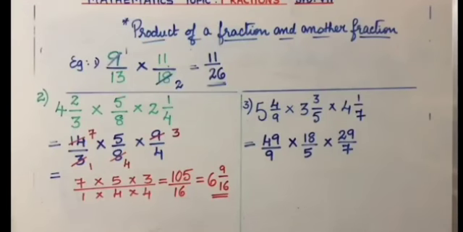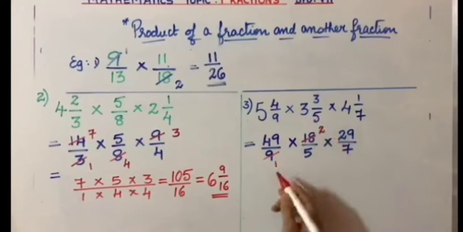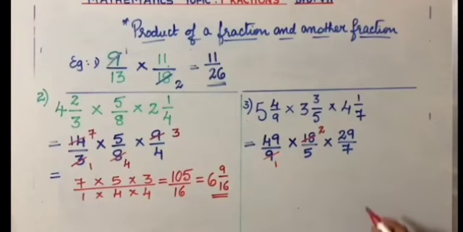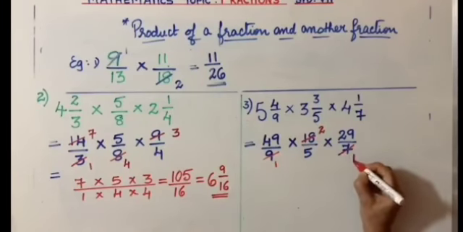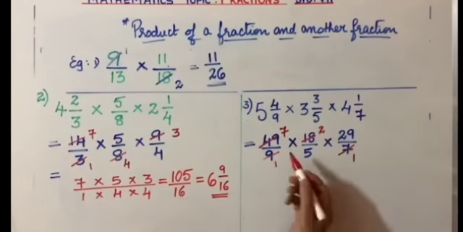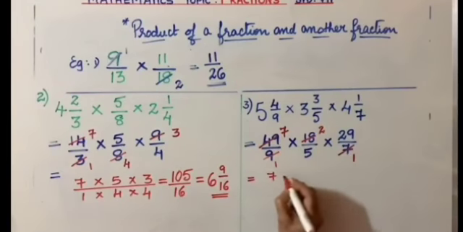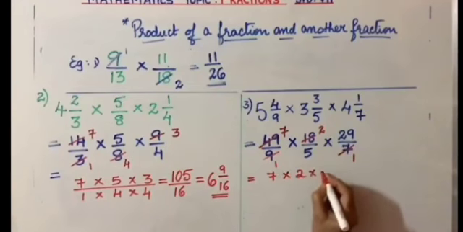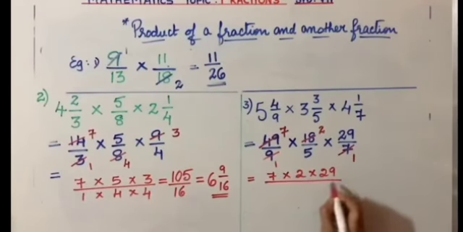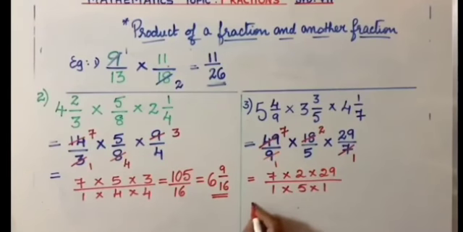Okay, can you think how to do this? What about 9 and 18? 9 ones, 9 twos, 18. I hope you are all trying in your books. Then you have 7 ones, 7 sevens. Now you check if you can cancel further. You can't, is it not? So you are left with 7 into 2 into 29 in the numerator and 1 into 5 into 1 in the denominator. Clear?